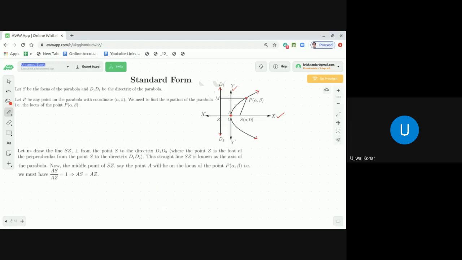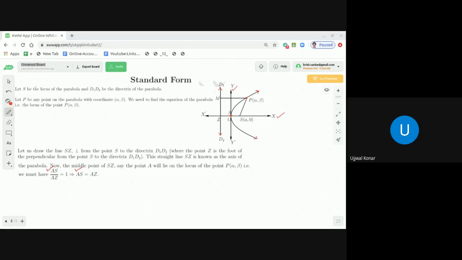What is the condition laid for parabola? That its distance from a fixed point, that is AS, should be equal to its distance from the fixed line, that is D1, D2. Now, if AZ is the perpendicular distance from the point A to the directrix D1, D2, and AS is the distance between the point A and the focus S, then definitely AS by AZ should be equal to 1, and eventually we get AS equal to AZ. Correct, dear students? Got it?